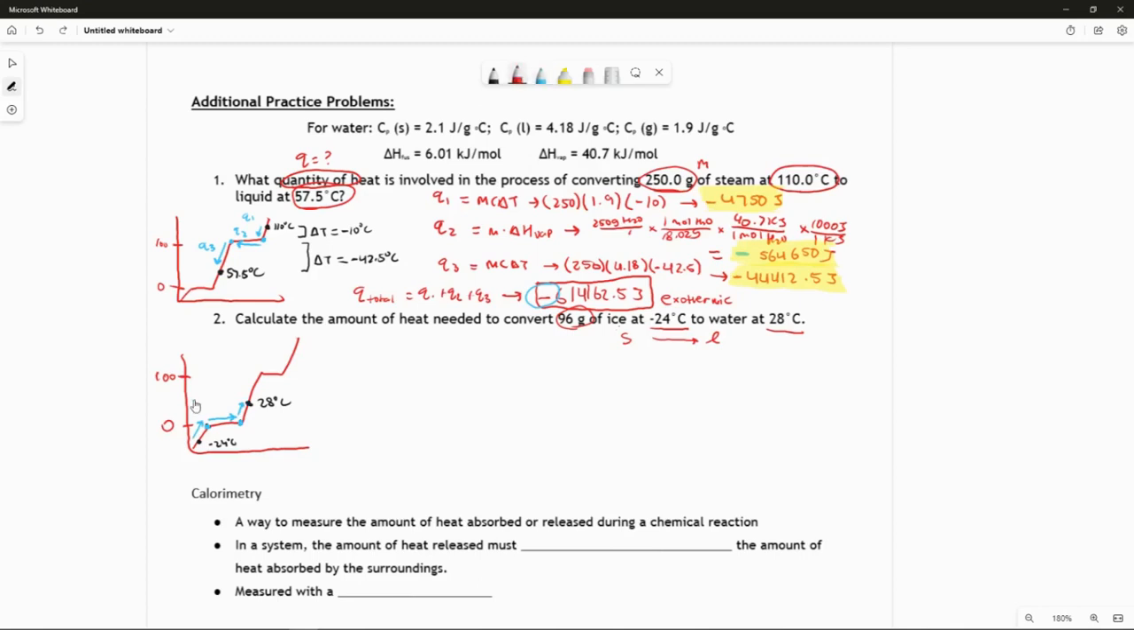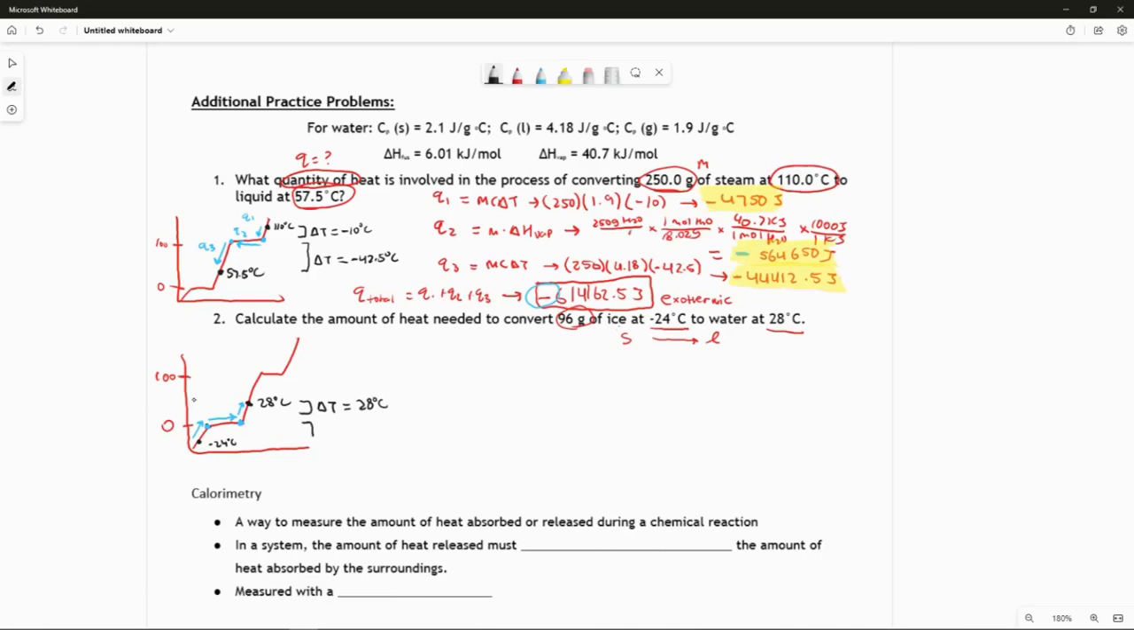Okay? And so the delta T values, change in temperature, we can calculate. Let's start with the top one. Calculate from this point to this point. When we're going upwards, remember, we're going upwards like this from the bottom. So this is your initial. 0 degrees is the initial, and 28 degrees is the final. So change in temperature is final minus initial. So final 28 minus 0 is 28 degrees Celsius.